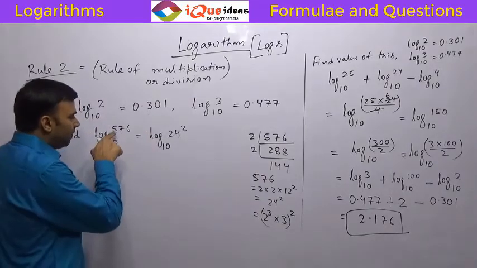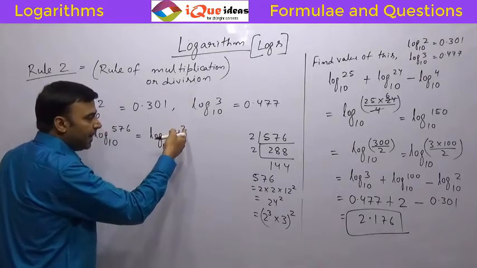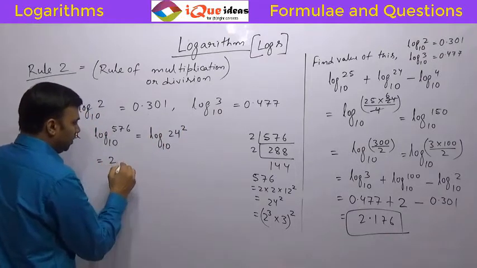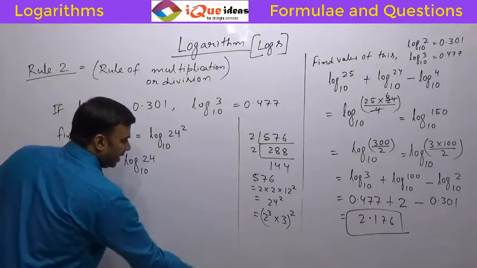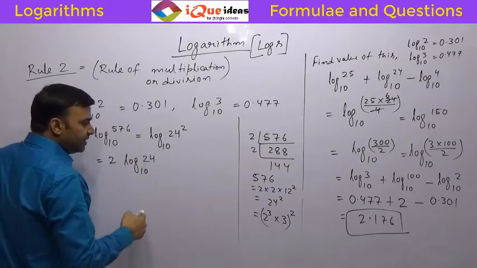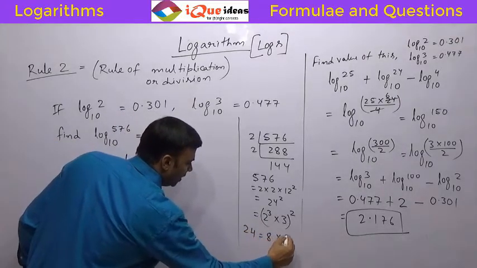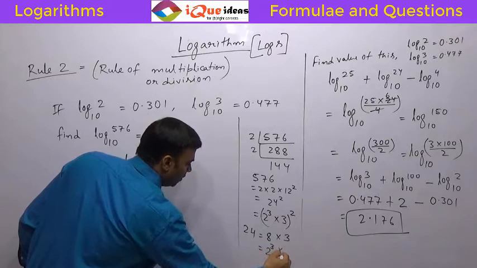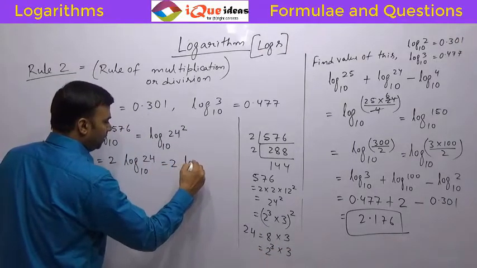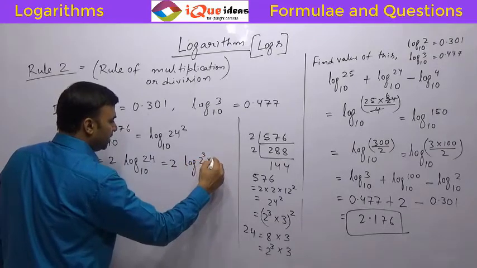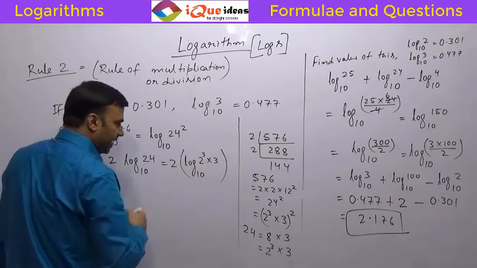In this question, first of all, write 576 as 24 square. What will happen is, because 2 is a power, it will come outside. So it becomes 2 log 24 to the base 10. Right? Now this 24 is 8 into 3, which is eventually 2 cube into 3. So what we can do here is write it as 2 log 2 cube into 3 to the base 10. So this 2 is completely outside and inside we have these things.